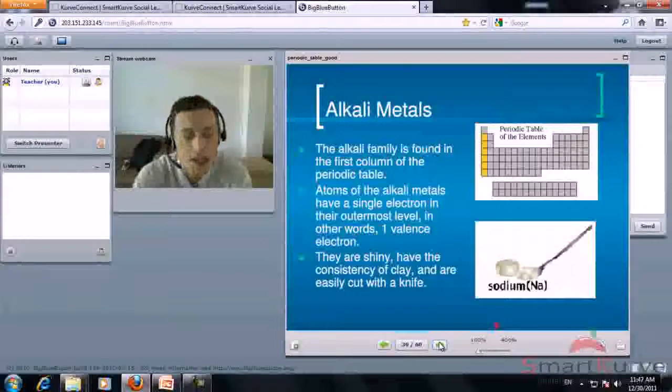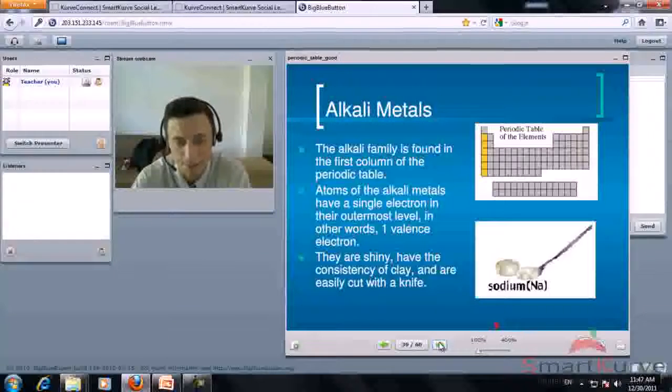All right. First, let's talk about the alkali metals, the first family. The alkali family is found in the first column of the periodic table. Atoms of the alkali metals have a single electron in their outermost level. They have 1 valence electron. They are shiny, they have the consistency of clay, they are easily cut with a knife. This includes metals like sodium and potassium. Those are the 2 most common alkali metals.